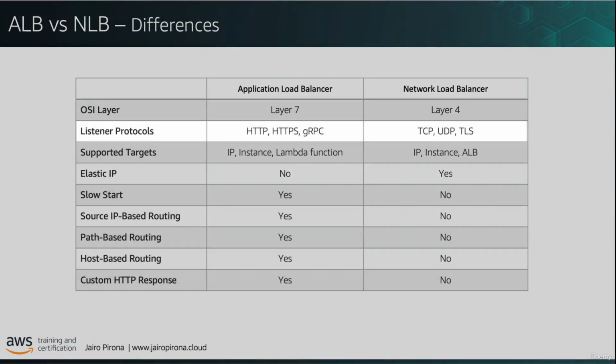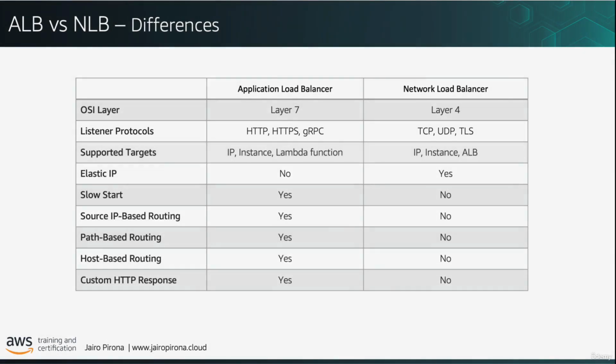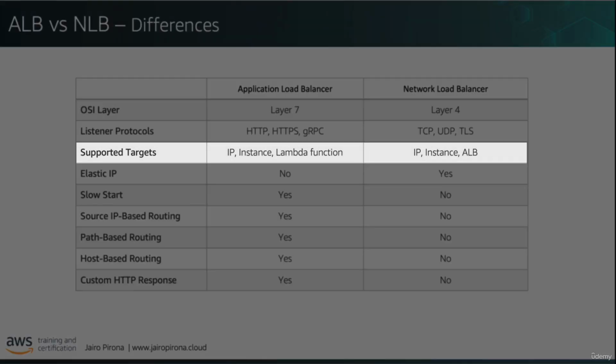The next difference is in the listening protocols. ALB supports HTTP, HTTPS, and gRPC as listening protocols, while NLB supports TCP, UDP, and TLS. The next difference is in the supported targets. With the ALB, you can add an IP address, EC2 instances, or a Lambda function as a target. With the NLB, you can add an IP address, EC2 instances, or ALB as a target.